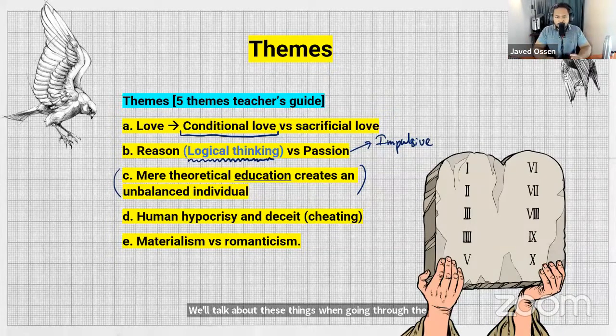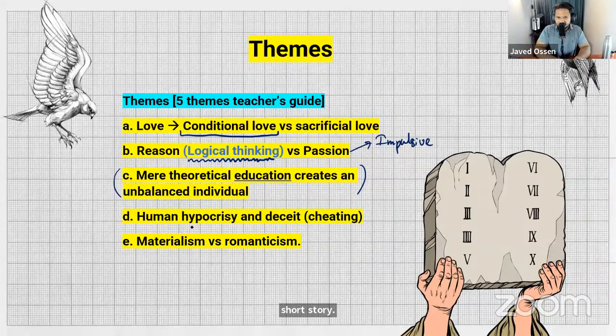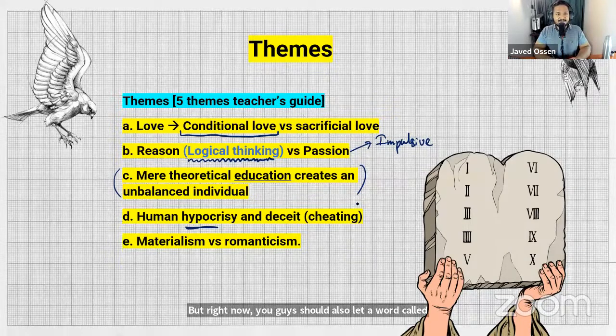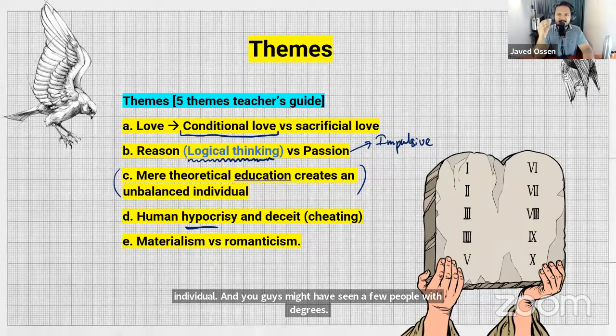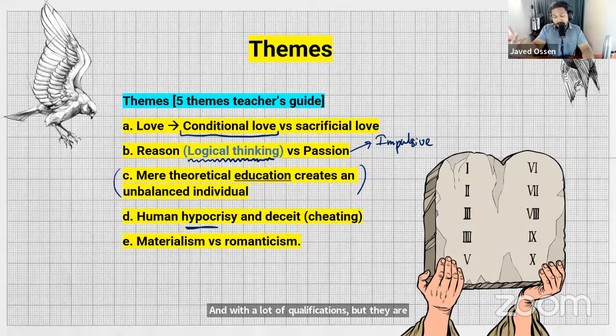But right now, you guys should also learn a word called hypocrisy. This part is really easy. Mere theoretical education creates an unbalanced individual. Now, you guys might have seen a few people with degrees and with a lot of qualifications, but they are not practical. I have seen so many people in life. I've seen teachers also. They have degrees, they have 15 years experience, but they are not practical. They don't understand the practicality of the subject. They only look at the technical side of the subject. That's why they fail as teachers.